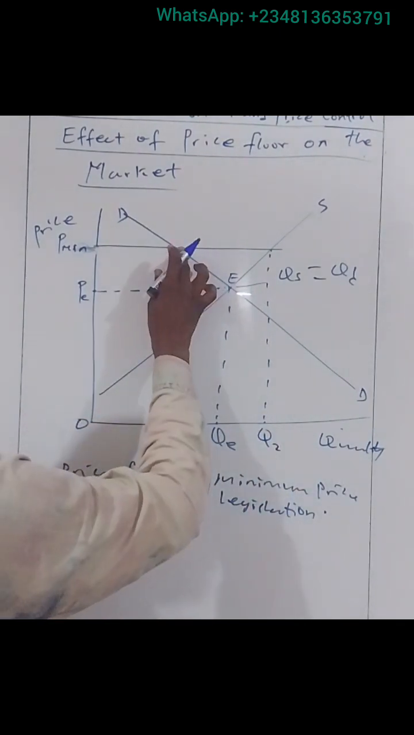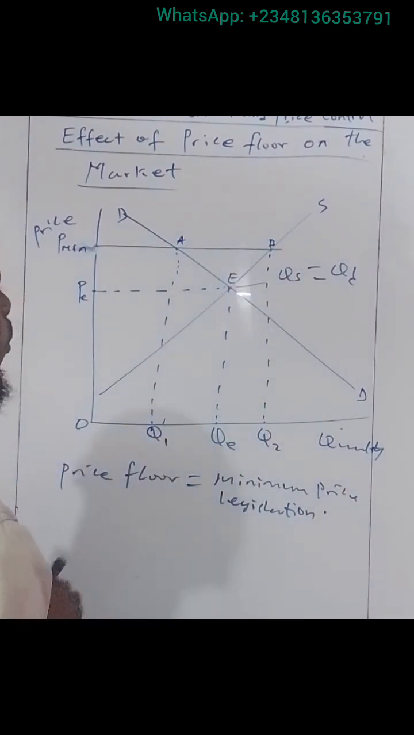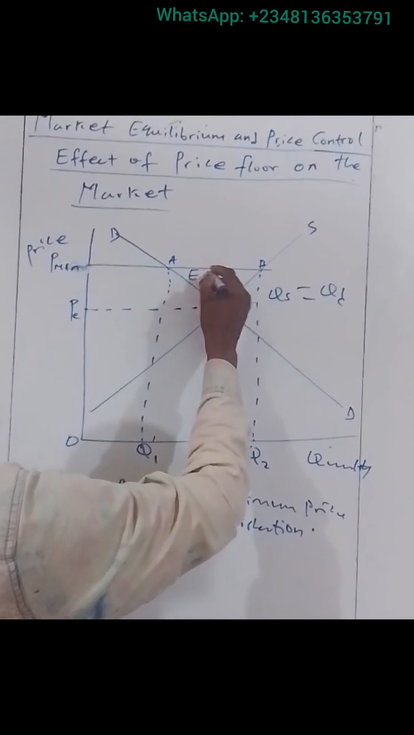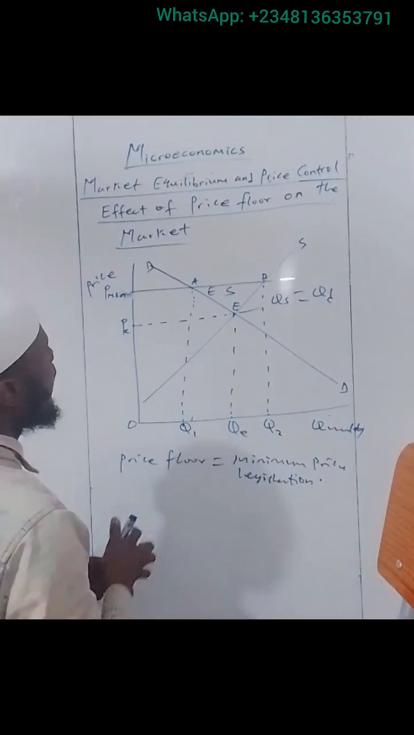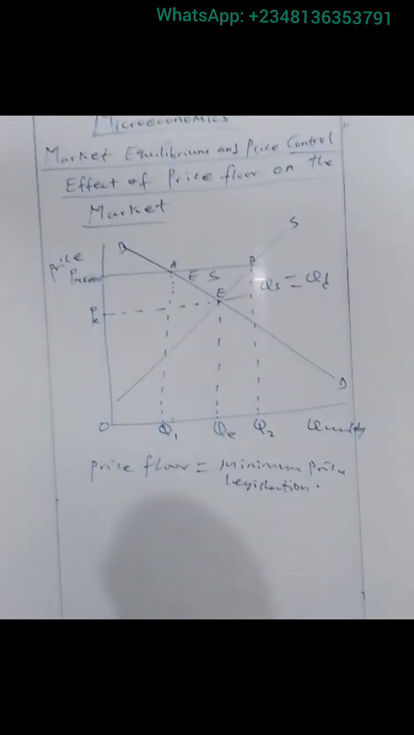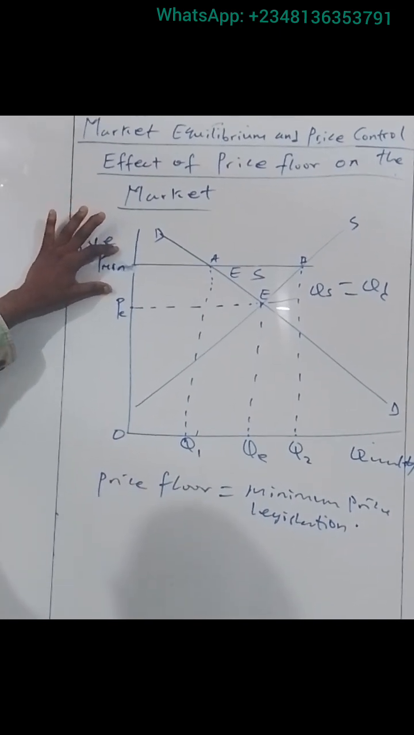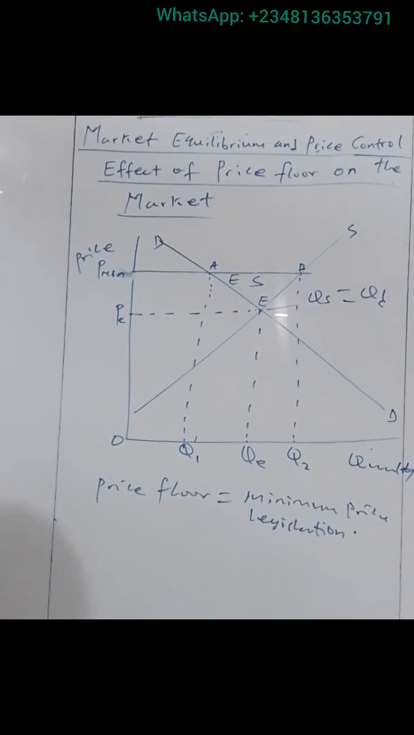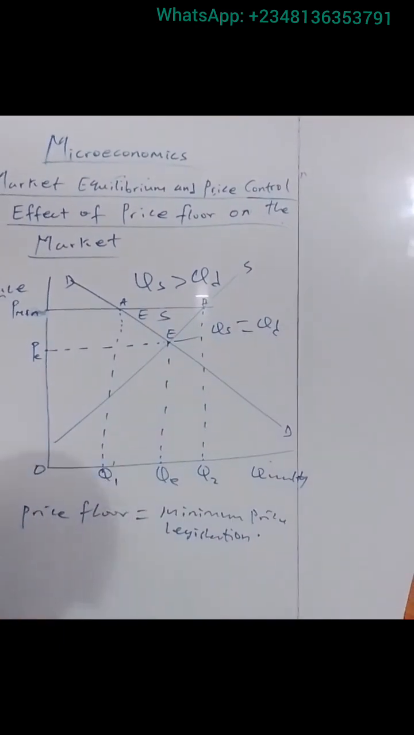You can see that we have a gap from this point A to point B here. This gap represents what is known as excess supply. So excess supply here is the gap between A and B. So whenever government fixes the price above the equilibrium, the result is going to be excess supply in the market. In other words, the quantity supplied is going to be greater than the quantity demanded in the market.